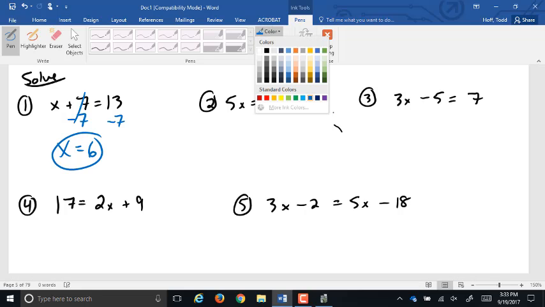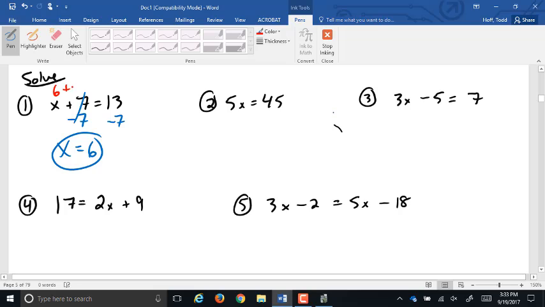And of course, you could go back and plug it in, put the 6 in where the x was, and make sure you get the same value on both sides.